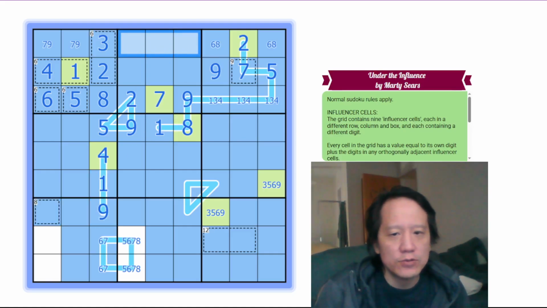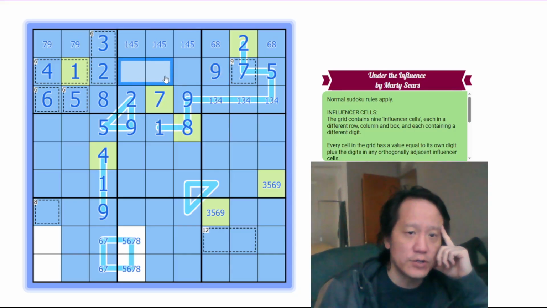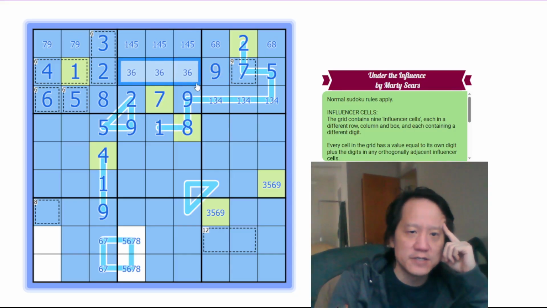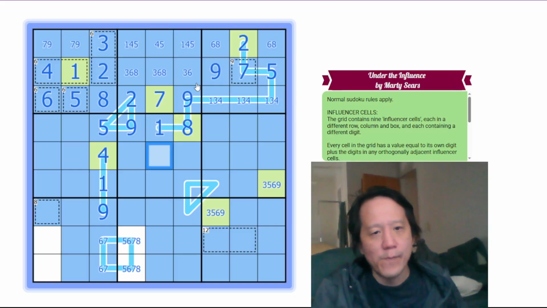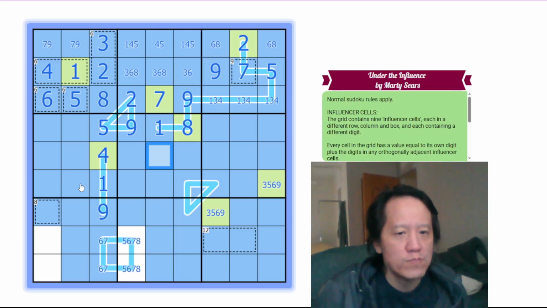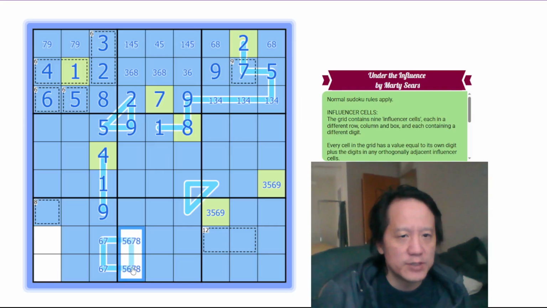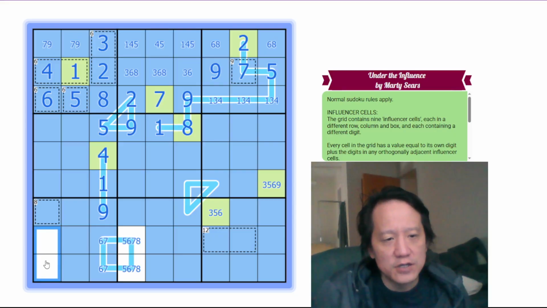Remaining digits in row 1 are 1, 4, and 5. Remaining digits in row 2 are 3, 6, and 8. This can't be 8 because of 8 in the column. This can't be 1 because of 1 in the column. So this cannot be an influencer cell of 7 or 8. It must be an influencer cell either of 5 or 6 here. 9 is here, so this can't be 9. The influencer cell in this cage, in this box, cannot be 9. Or 6 or 7. So it has to be 3 or 5 here.